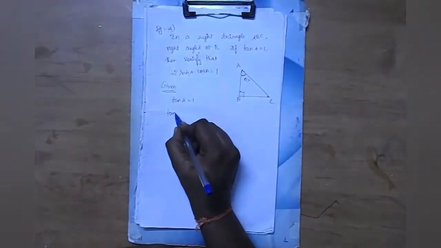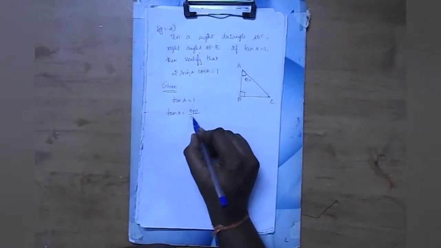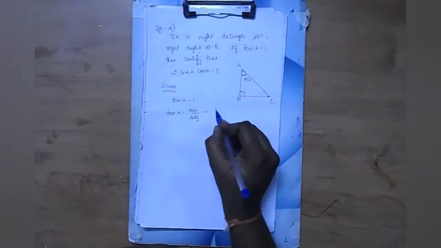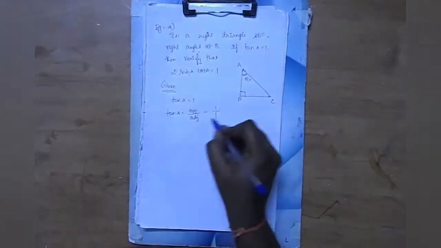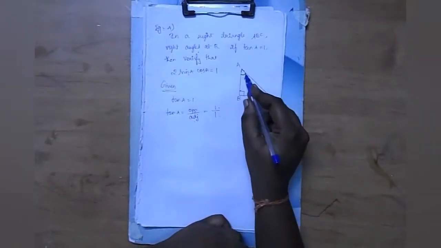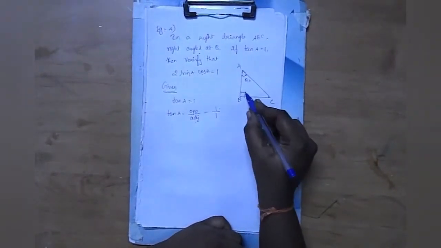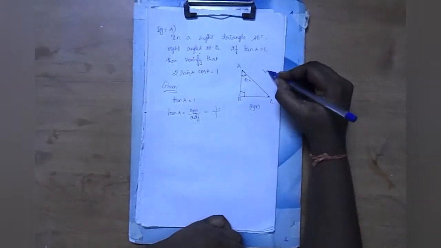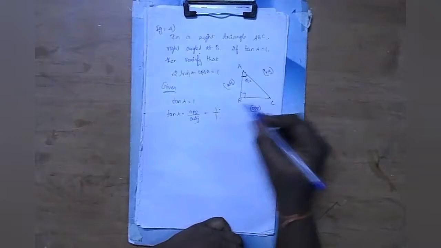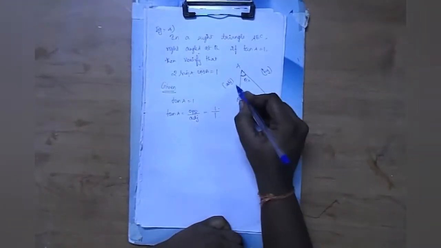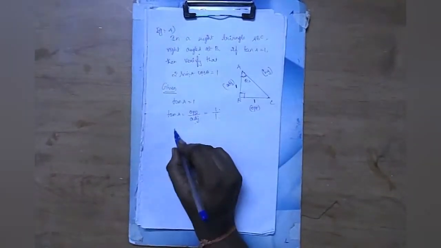We know tan theta equal to opposite by adjacent. So, 1 can be written as 1 by 1. So, opposite value is 1 and adjacent value is also 1. This is theta, so this is the opposite side. Opposite to 90 degree is the hypotenuse. Another side is the adjacent side. Opposite side is 1, adjacent value is 1.